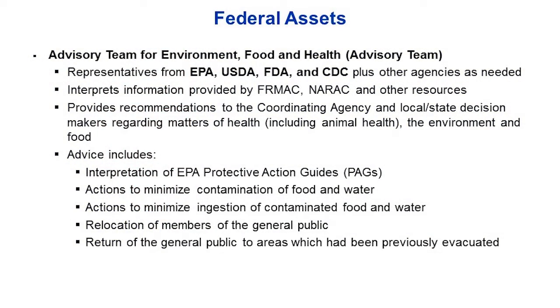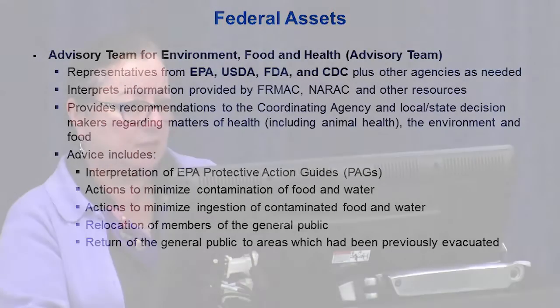And the last asset I want to highlight is the Advisory Team for Environment, Food, and Health, also called the A-Team. The primary representatives are from EPA, Department of Agriculture, Food and Drug Administration, and us at CDC. But it could have other agencies as needed, depending on the event. And the main point of the A-Team, Advisory Team, is to interpret the information and help state and locals make decisions, make protective action recommendations. So we're there to assess, not to make decisions.